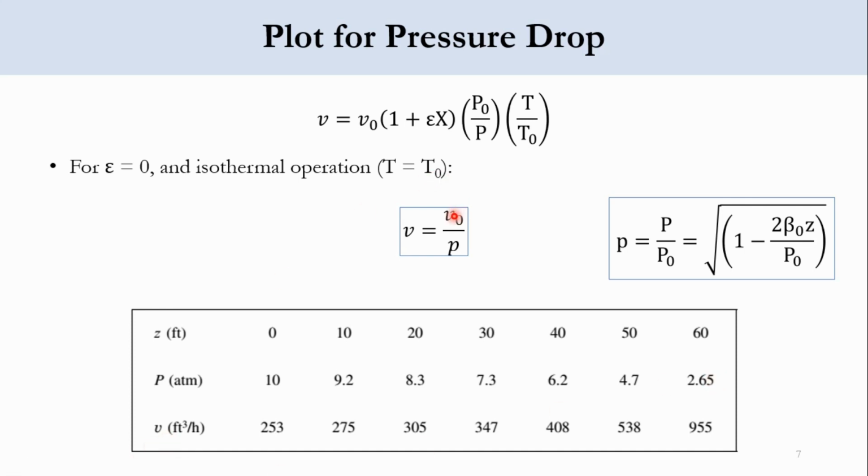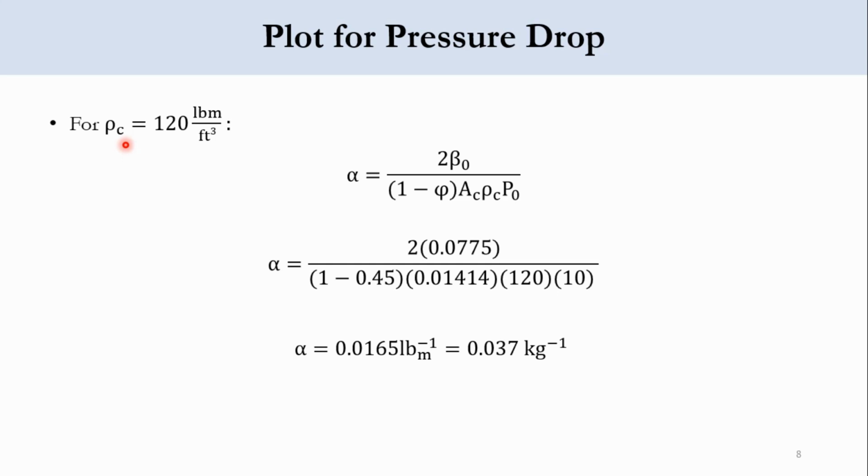And accordingly this V will change, which is V naught over P. We had calculated V naught in our previous slides, and that P, which is the pressure ratio, is calculated as 9.2 divided by 10, 8.3 divided by 10, 7.3 divided by 10. So accordingly we get V equal to 253, 275, 304, and so on up to 955. So this is the plot. You can also do it in Excel as well.